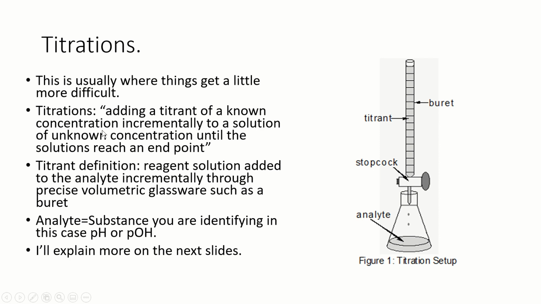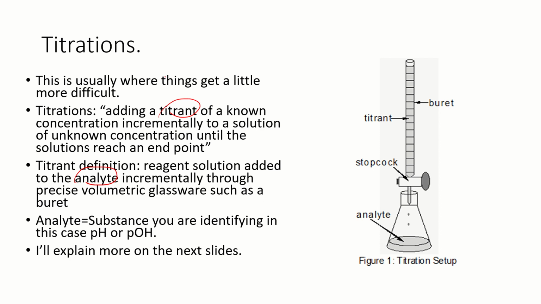So the definition of titration is adding a titrant of a known concentration incrementally to a solution of unknown concentration until the solution reaches an endpoint. Well, what's a titrant? A titrant is the reagent solution added to the analyte incrementally through precise volumetric glassware such as a burette. A burette, as we know, is a piece of glassware that we can measure very precisely. But what's an analyte? Sorry if this is tedious, but I think you really have to understand everything. An analyte is the substance you're trying to identify.